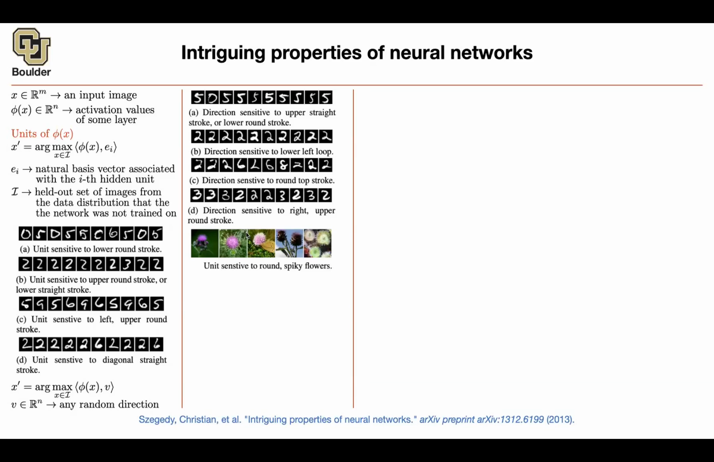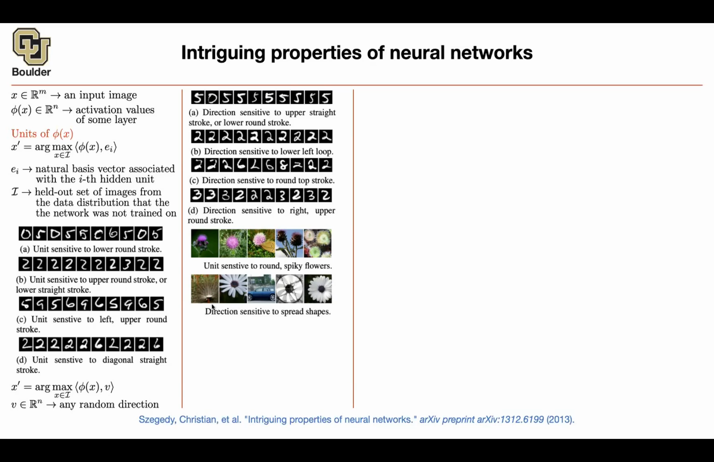Similarly, not only you see it for the numbers and digits, you're gonna see it for images. If you pick EI, you can say that this unit is sensitive to round spiky flowers. These are round and spiky flowers. Whenever I say direction, there is a random direction. And whenever I say unit, that's just one of these EIs.